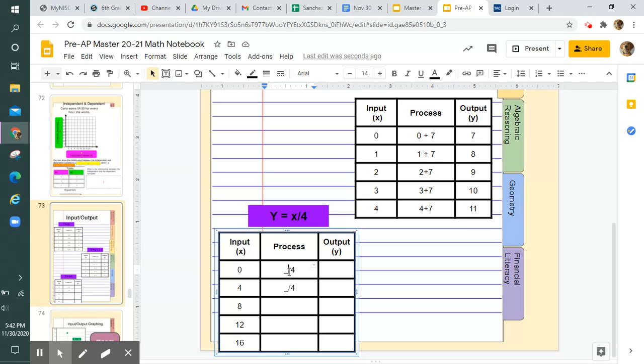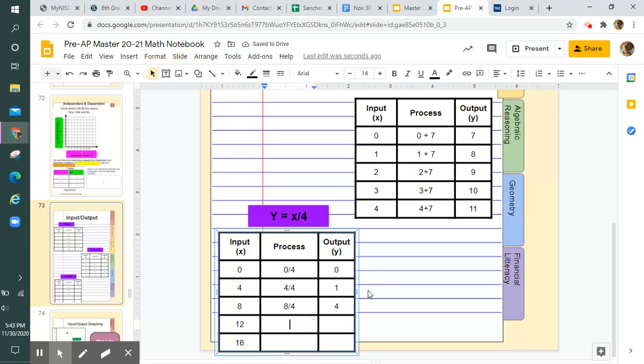Again, we're going to replace the x with whatever our x value is. So in this first one, we're going to replace it with a 0. So we have 0 divided by 4. Well, 0 divided by anything is 0. Our next one, we're going to replace the x with a 4. So we have 4 divided by 4, and 4 divided by 4 is 1. Our next one, we're going to replace the x with an 8. So we have 8 divided by 4, and 8 divided by 4 is 2.